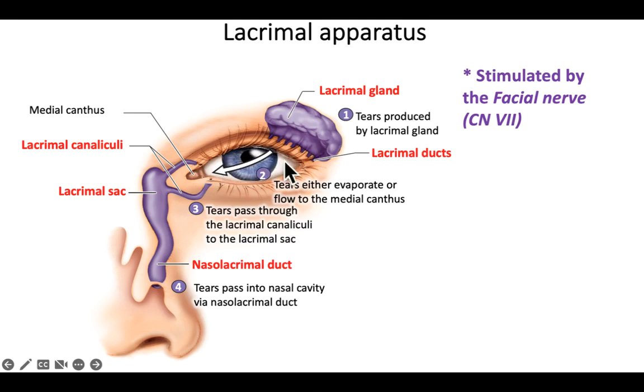And once on the eye, they're either going to slowly evaporate or they're going to flow into what's called the lacrimal canaliculi. So, canaliculi basically means small canals. So, there are these small little canals that drain the tears. They will then drain into what's called the lacrimal sac, down the nasolacrimal duct, and then finally into the nasal cavity.